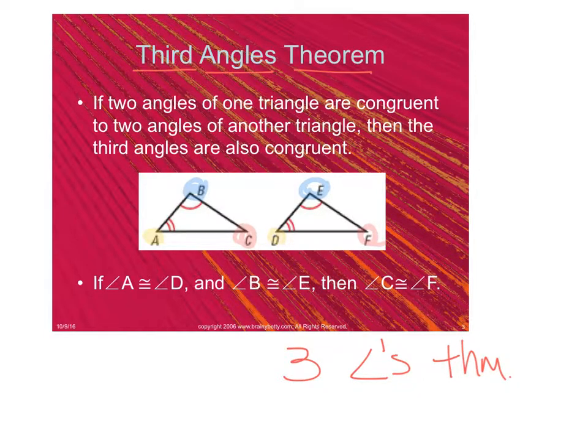Either way. So again, order is important to us. Everybody good on this one? So this is a way you could prove the triangles are congruent as long as you know two angles are congruent.